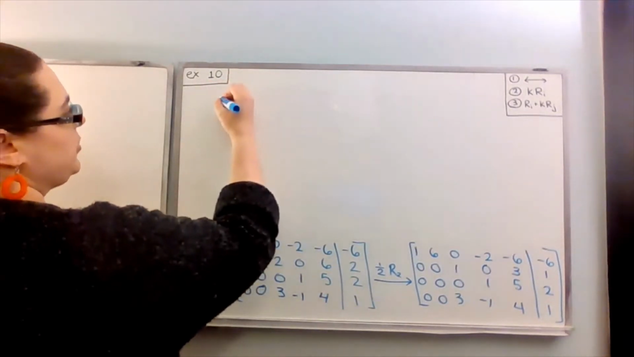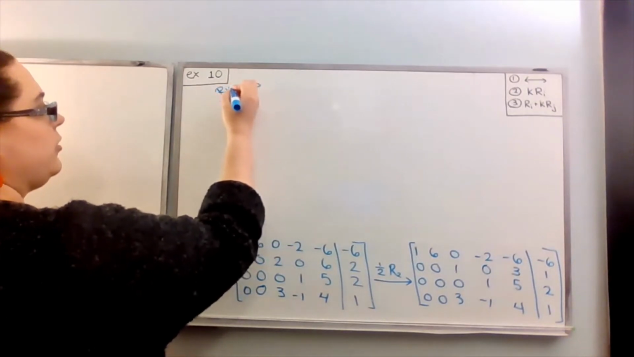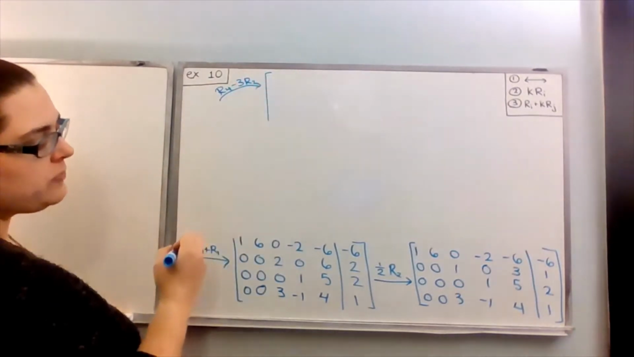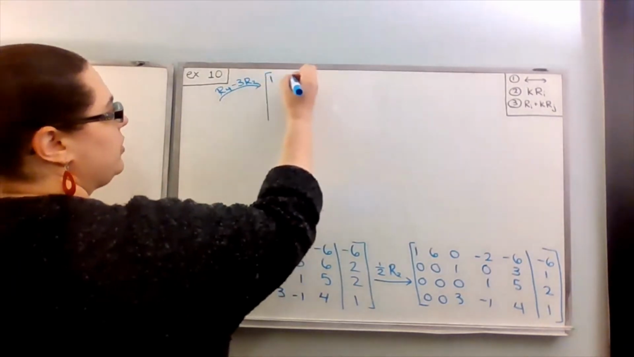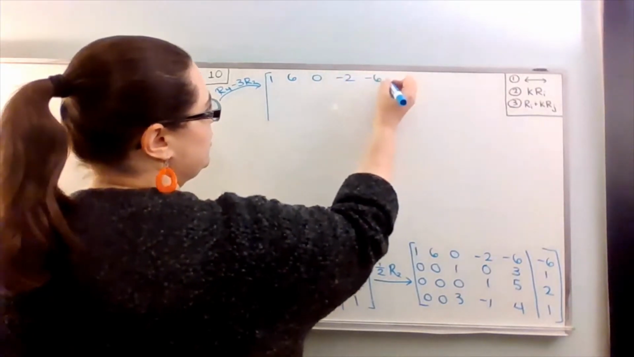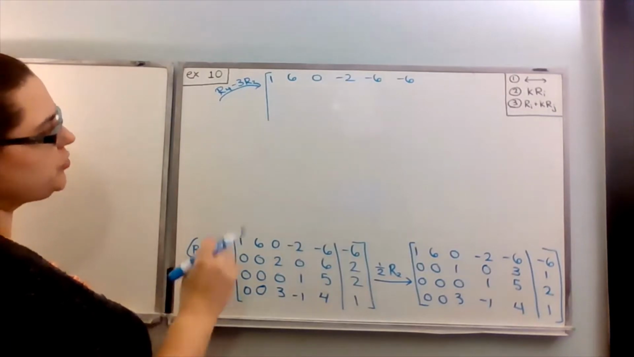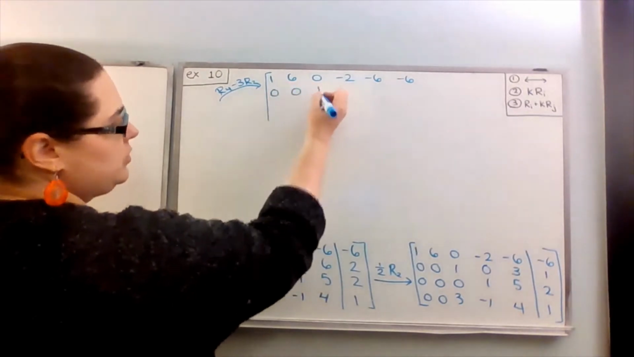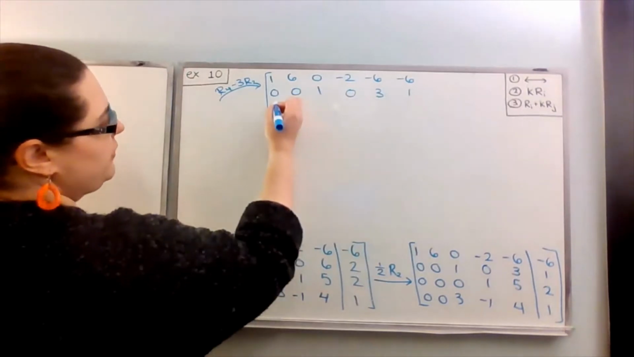All right, so coming in from below, we're going to do row 4 minus 3 row 2. Going to write the rows that stay the same first. So we have 1, 6, 0, -2, -6, -6. Then we're going to have row 2 stays the same. So as does 3. Okay, so we have 0, 0, 1, 0, 3, 1, 0, 0, 1, 5, 2.